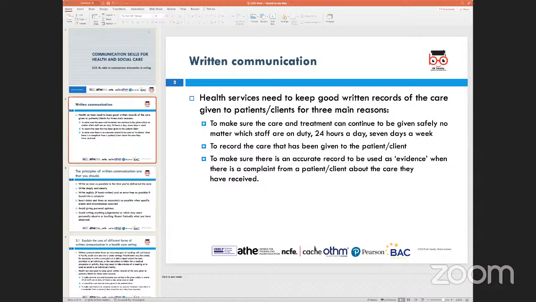Now, the main part which I mentioned, why written communication is important within health and social care, is that it records personal details. It is done primarily to keep medical or patient records, and to issue prescriptions, referrals, things like that. And this ensures that anything which has been mentioned, sent across or given across, is documented for record keeping.